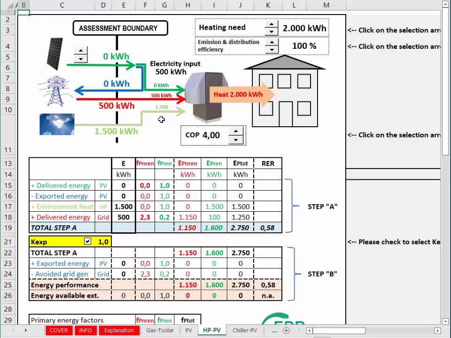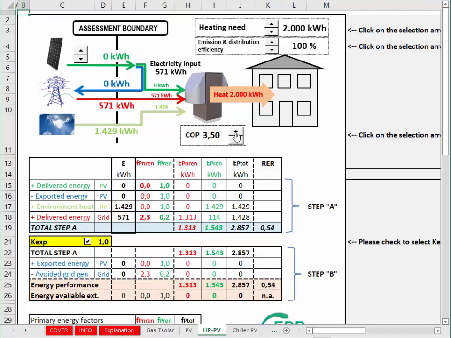This case is quite similar to the previous one. The difference is the presence of this energy flow captured from the environment that by regulation has to be considered as renewable energy use. Even using only grid electricity and assuming a COP of 3.5, then the renewable energy ratio is still higher than 0.5 because there is this amount of renewable energy captured from the environment.